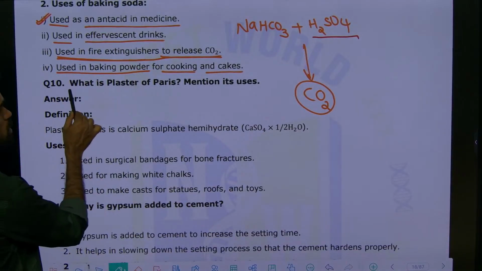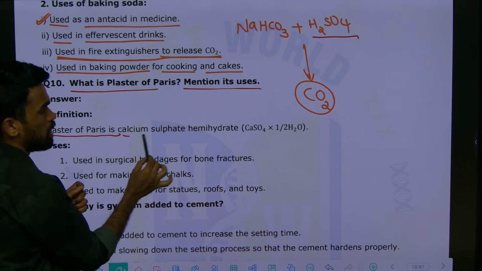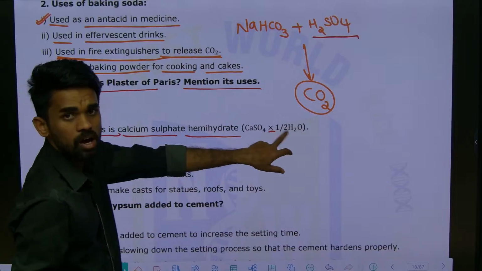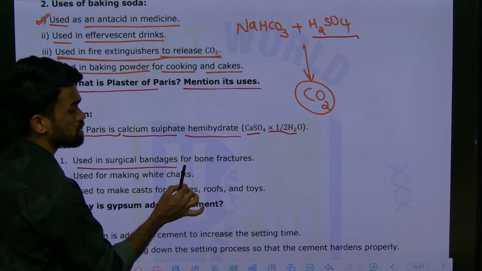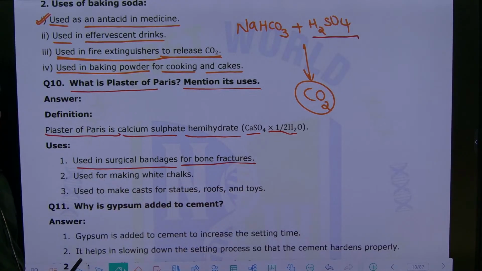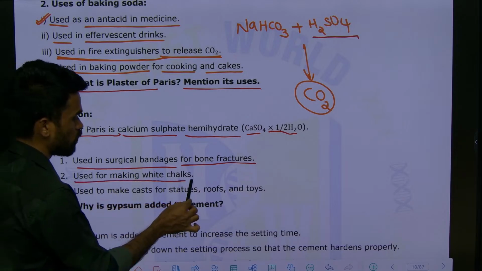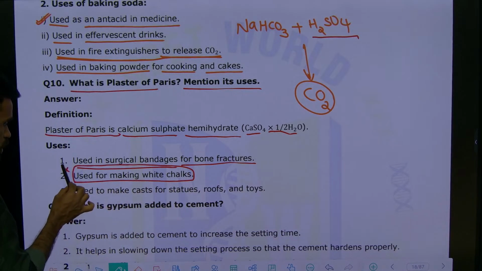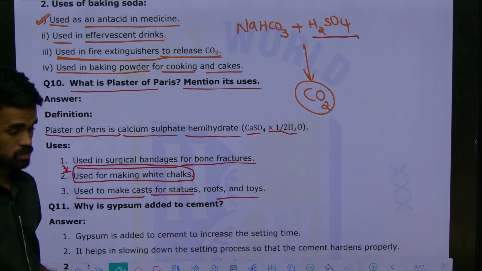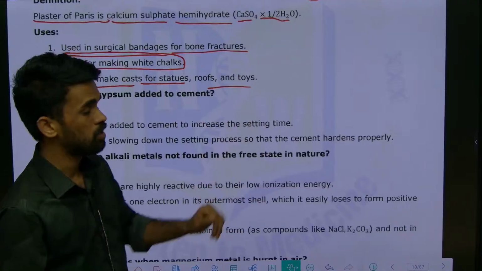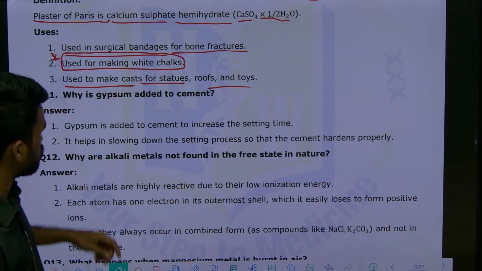Next, what is plaster of Paris? Mention its uses. We already discussed that plaster of Paris is calcium sulfate hemihydrate. Hemi means half hydrate: CaSO4 dot half H2O. It is used in surgical bandages for bone fractures, for making white chalks, and to make casts for statues, roofs and toys. We already discussed why gypsum is added, so that is also over.